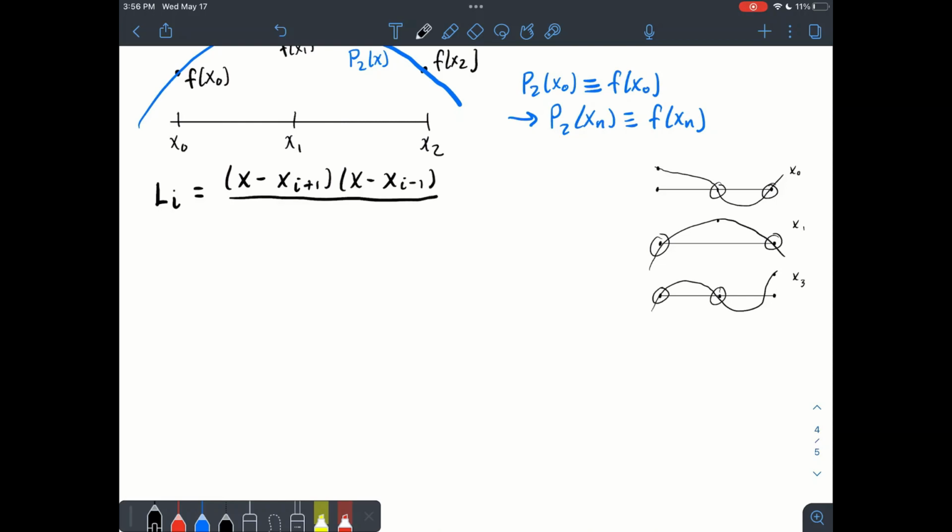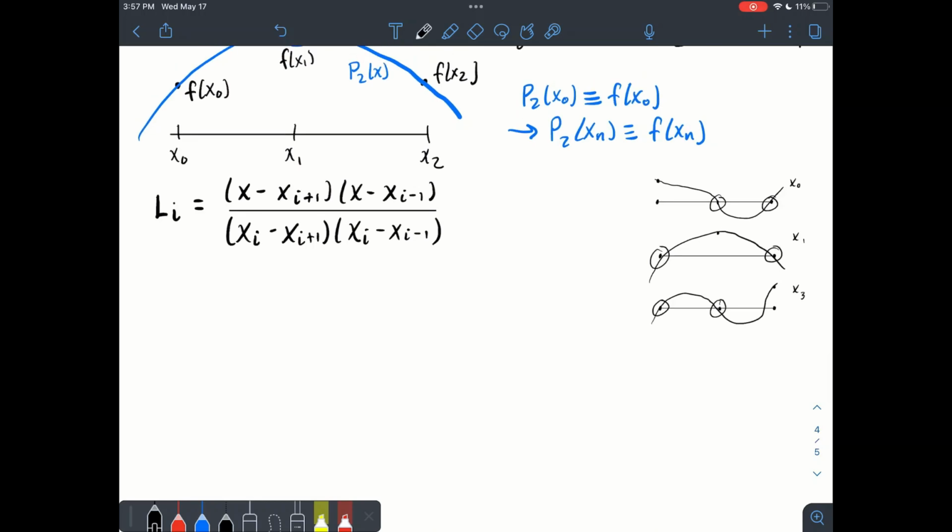And then, we said we wanted the polynomial to be equal to 1 at the point xi. So I'm going to do that. When I'm at xi, on the top I'll have xi minus xi plus 1, and on the bottom I want the exact same thing. There we go. And so we've created one of our interpolating polynomials.